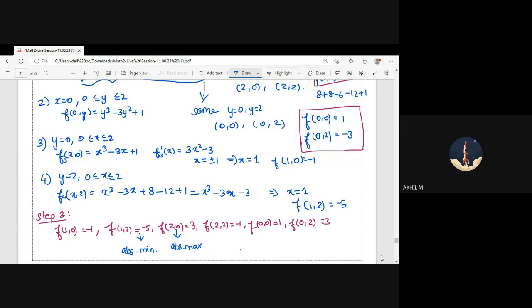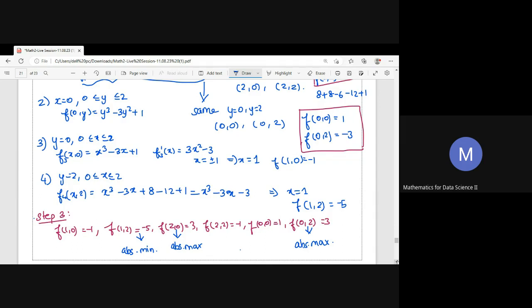Also at 0 comma 2 it's 3, right? Yeah, then you have absolute maximum at 2 points. There can be several points, in fact infinitely many points where you can have absolute maximum.